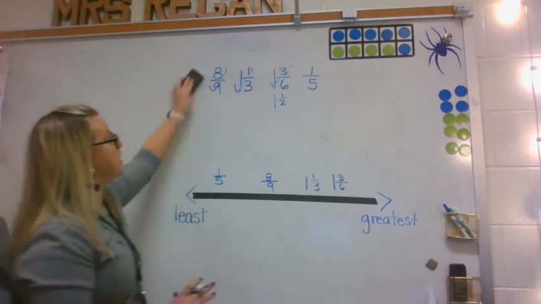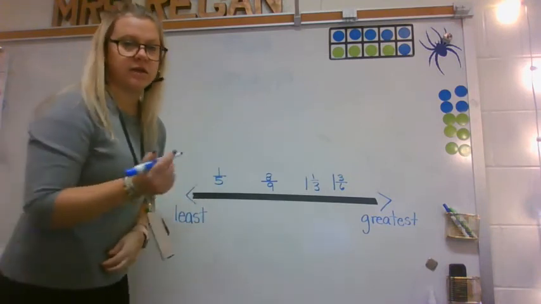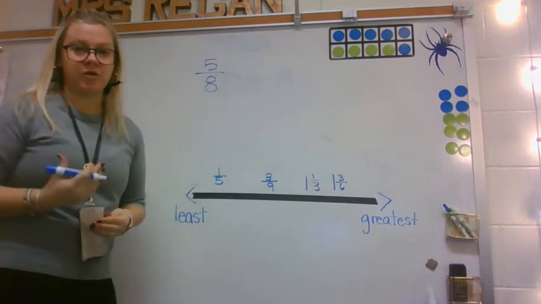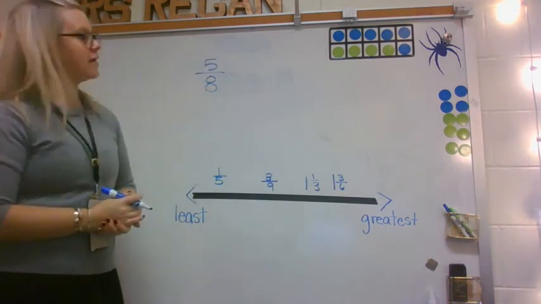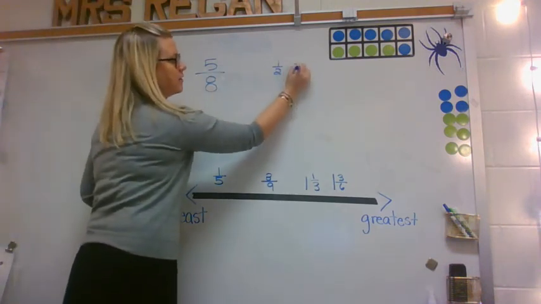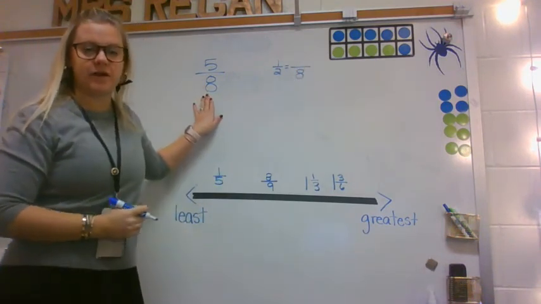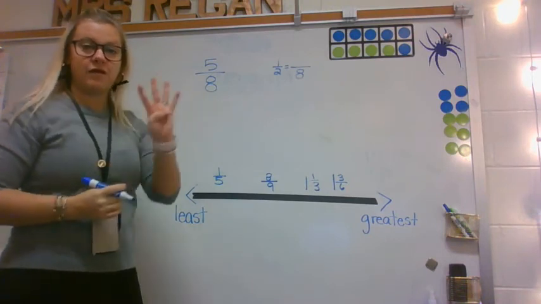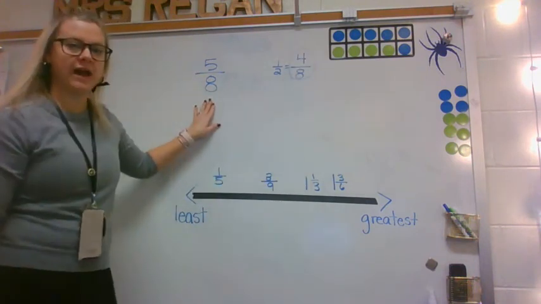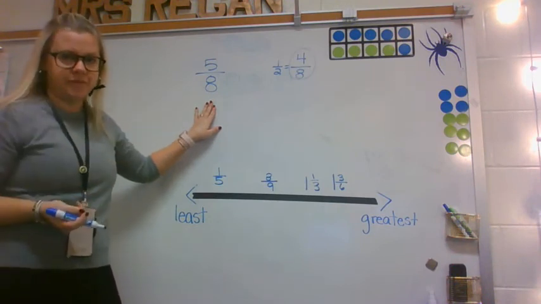Now, if you had a fraction and you weren't quite sure, I'm going to give you one more example. Let's say that we are looking at the number 5/8, and I don't know where to put 5/8. I can use that trick about thinking halfway. So halfway, what is half of my 8 denominator here? 4. Very good. So if 1/2 is 4/8, how does that help me figure out if 5/8 is closer to 0, closer to half, or closer to whole?